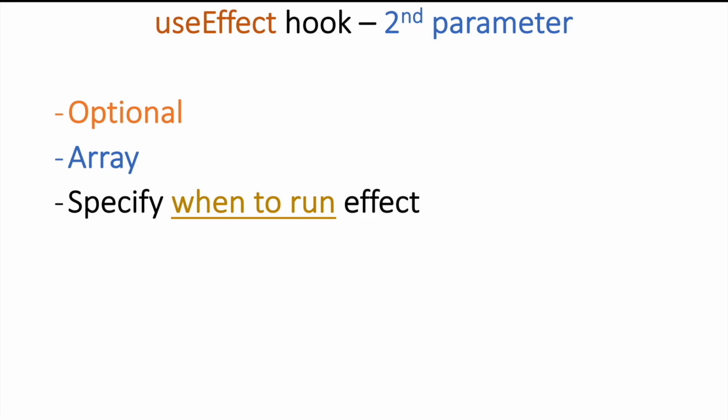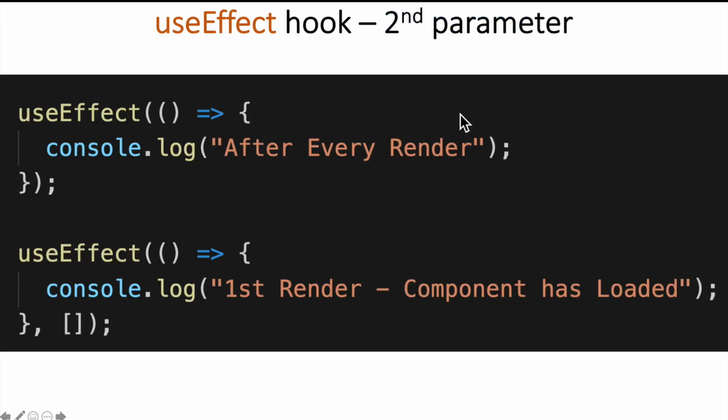Let us examine the different syntax of the useEffect hook. The useEffect hook takes in a second parameter, and that second parameter is optional, and if we specify it, it has to be an array, and it helps us to specify when to run the effect. Let us discuss the different options for this second parameter.